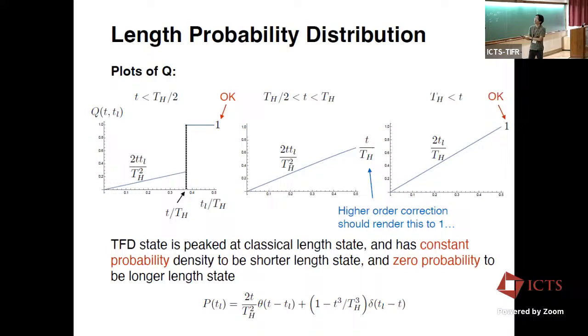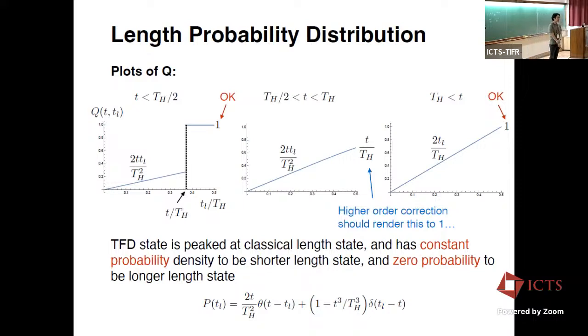This is the plot of the function Q. This is for early times, when t is smaller than half of the Heisenberg time. We see that Q grows linearly in time, and at the classical value it turns into 1. In the intermediate range we have linear T growth, but at this point, even though we should have probability 1 at the end of this plot, we don't have it. So we need a higher order correction to look at this time window.